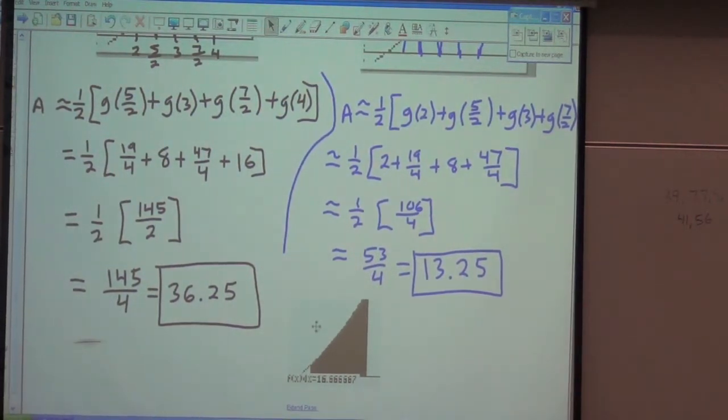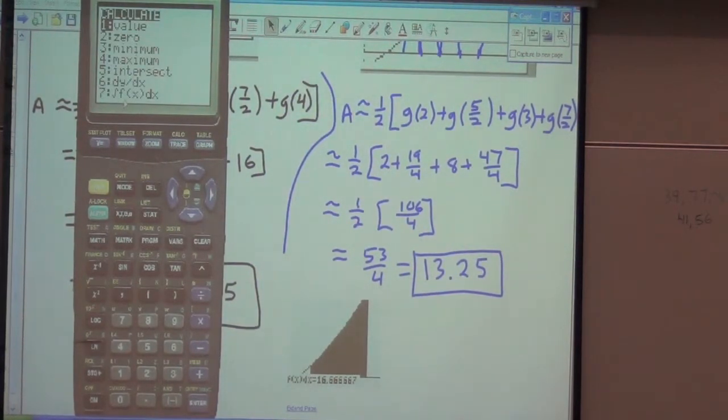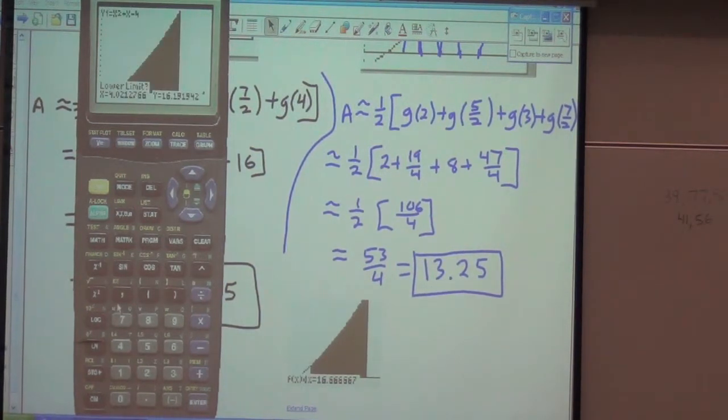On the calculator, you can go into calculate. So second, calculate, number 7 for the integral. And then it will ask you for a lower limit and upper limit. That's just where we're starting and stopping. So it was from 2 to 4. And then it finds it.